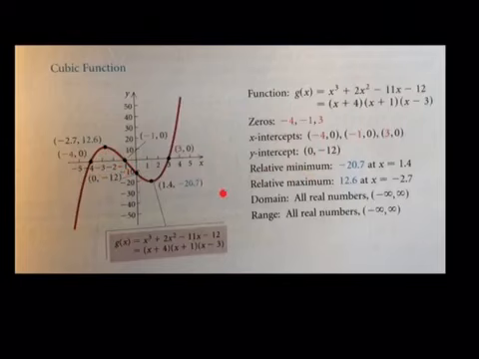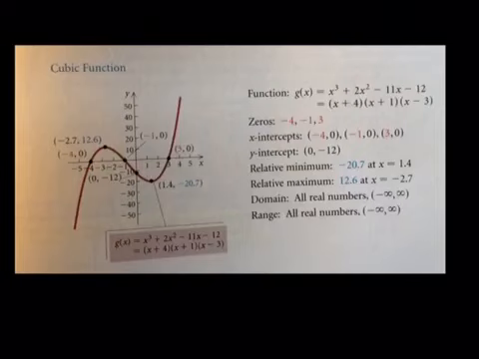Okay, so the relative minimum is at 1.4, and the relative maximum is at negative 2.7. Over 2.7, up 12.6. And we will get into how to find relative minimum and maximum later on. We're just showing you where they're at. The domain, left to right, is negative infinity to infinity. The range goes down forever, goes up forever, so negative infinity to positive infinity there.